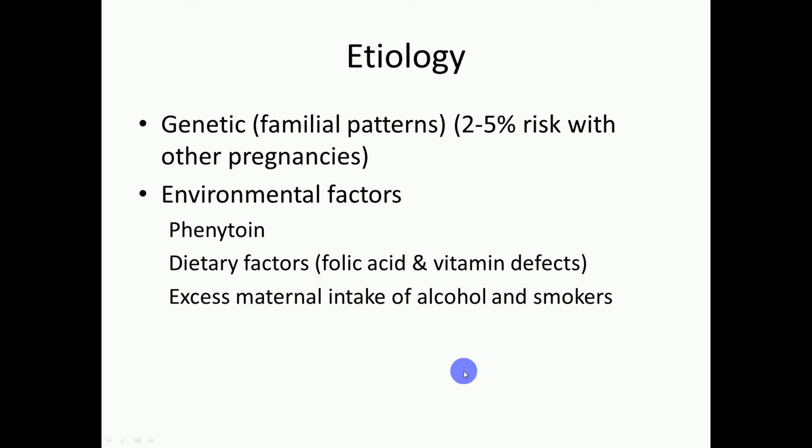Etiology: there is a genetic familial pattern, with up to 5% risk with other pregnancies. They have linked it to certain medications, dietary factors, folic acid and vitamin deficiencies. And most recently, research supports excessive maternal intake of alcohol and smoking. In fact, it's been found twice as common in women who smoke during pregnancy.